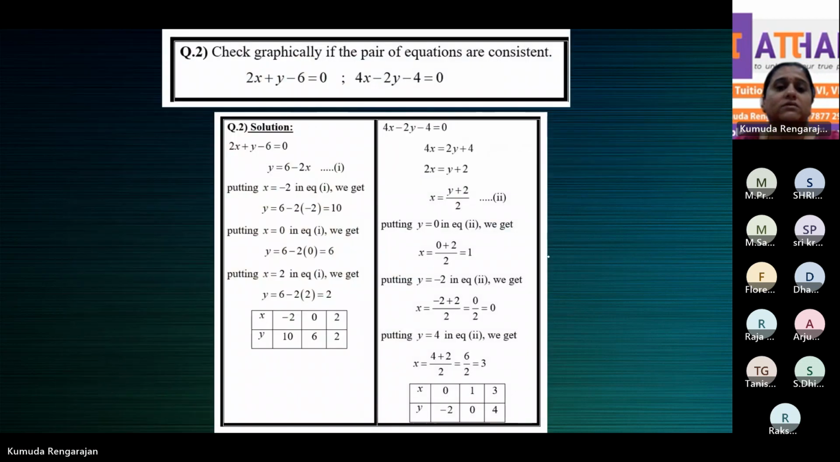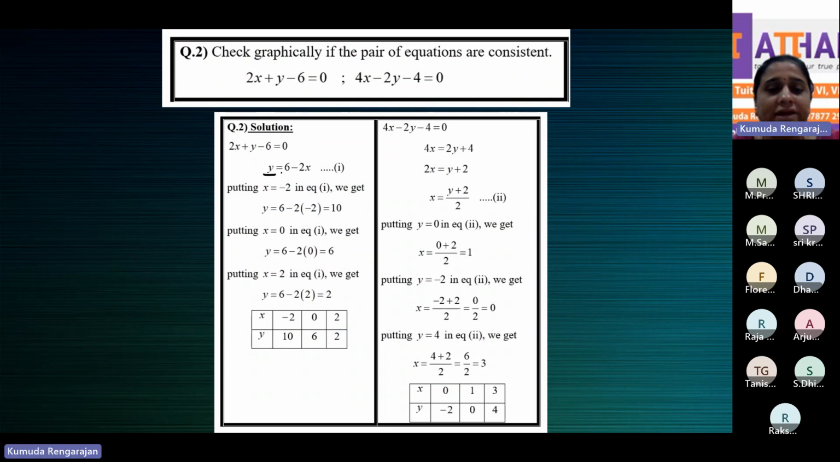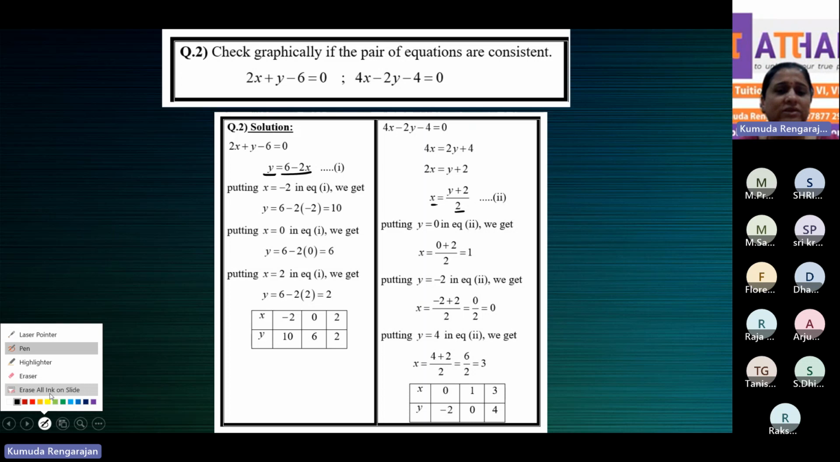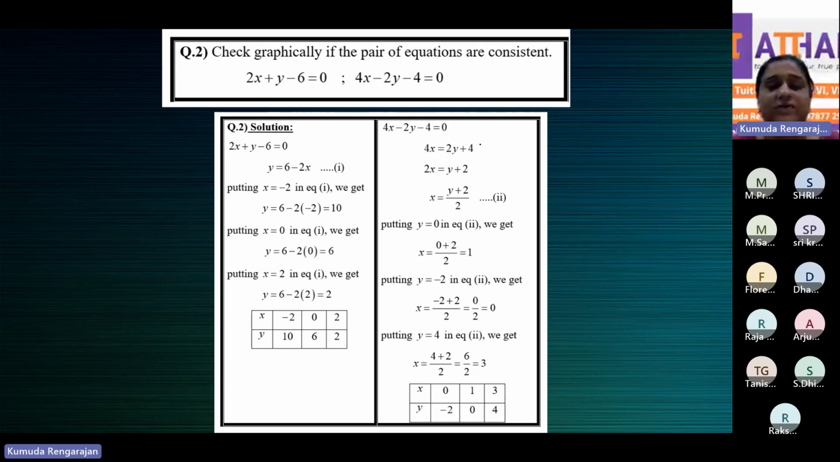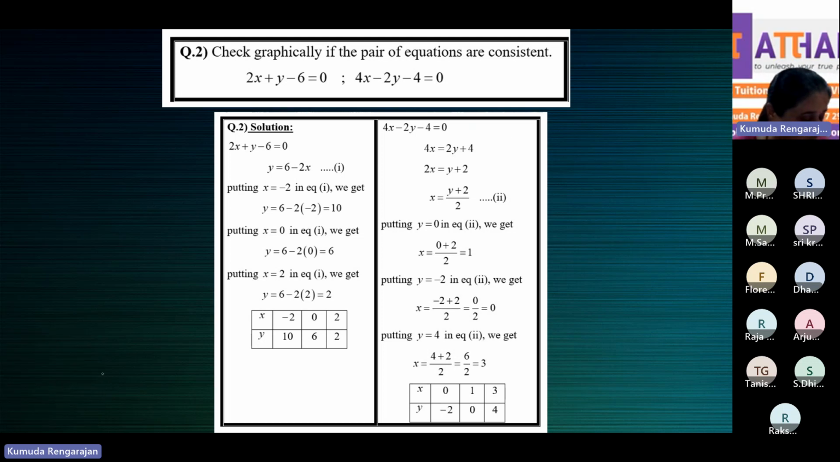Okay. So the same thing here, children. I have written y in terms of x, and here I've written x in terms of y. That's your choice. You can write anything in terms of anything. Whenever you can simplify the equations, you can simplify. So see here, in this equation, you can divide by 2 throughout. So it becomes 2x is equal to y plus 2. If it's possible to simplify, you can simplify the equations.